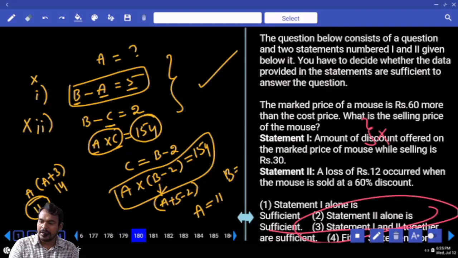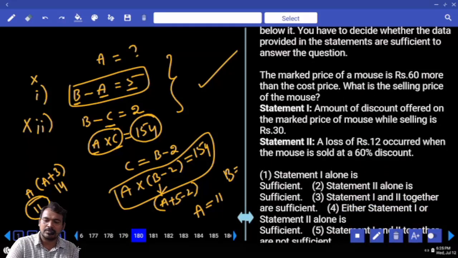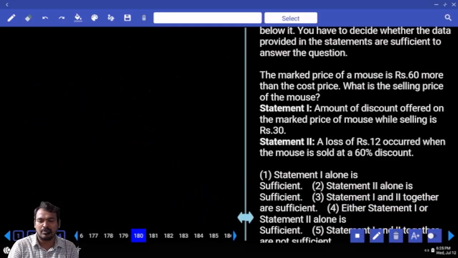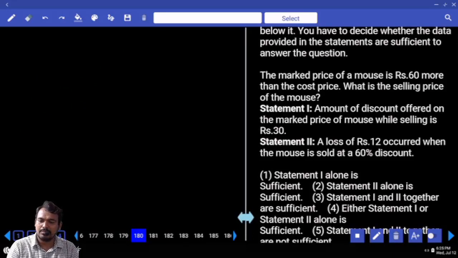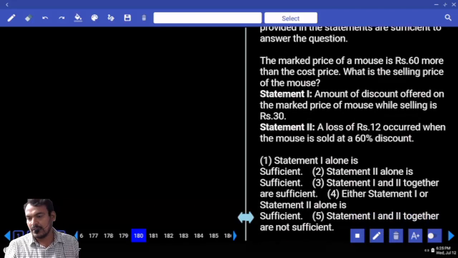Next, 180. The market price of a mouse is given. The mouse is 60 more than the cost price. What is the selling price of the mouse? The market price is 60 more than the cost price, but we require the selling price of the mouse. And here what is the first statement given? The amount of discount offered on the market price of a mouse while selling is 30. For the second statement, a loss of 12 rupees occurs when the mouse is sold at 60% discount.